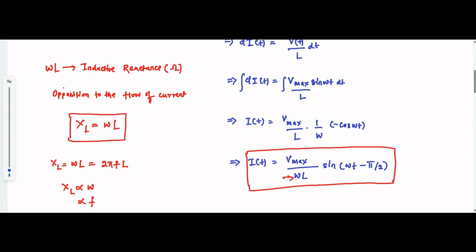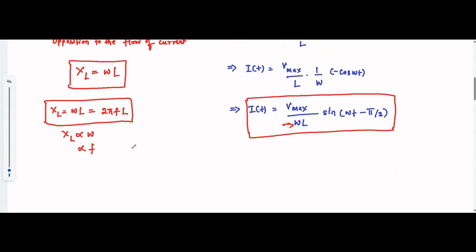For inductors, the opposition provided to the flow of current in the circuit is given by XL equal to omega L, which is equal to 2 pi FL, because omega is equal to 2 pi F. The important conclusion is that at high omega or high F, the inductive reactance XL is also high, and at low frequency in hertz, inductive reactance will be low.